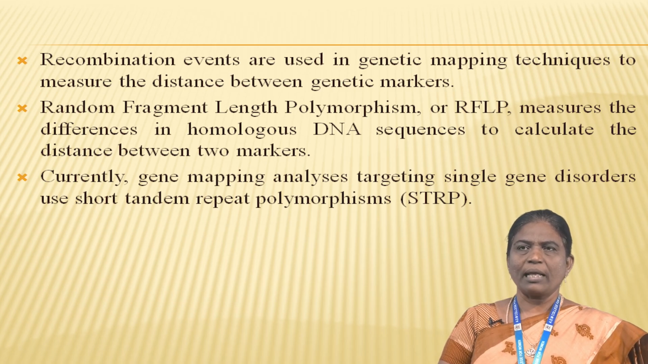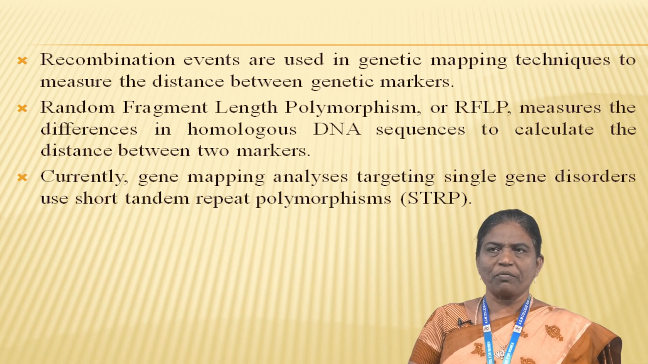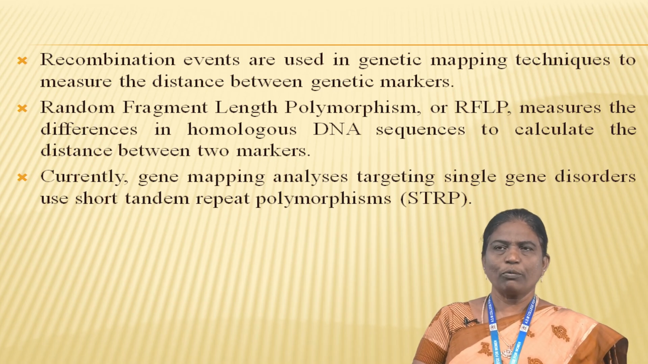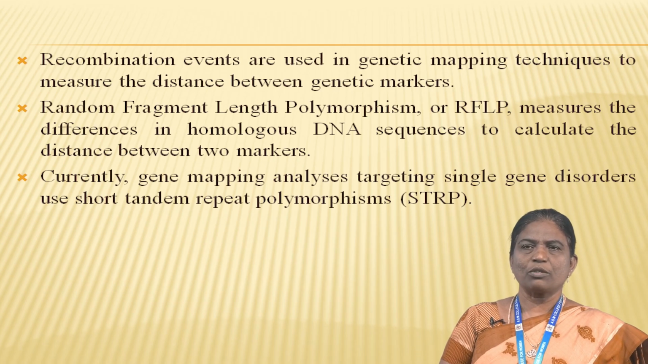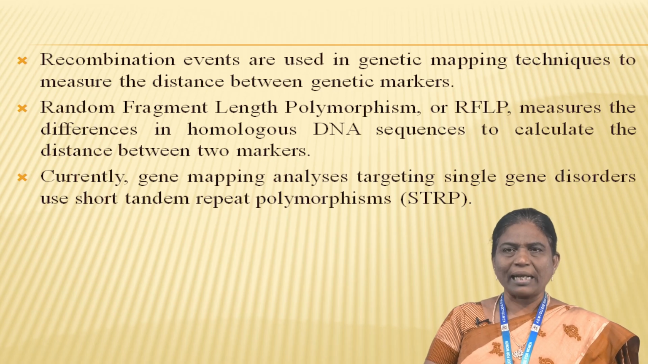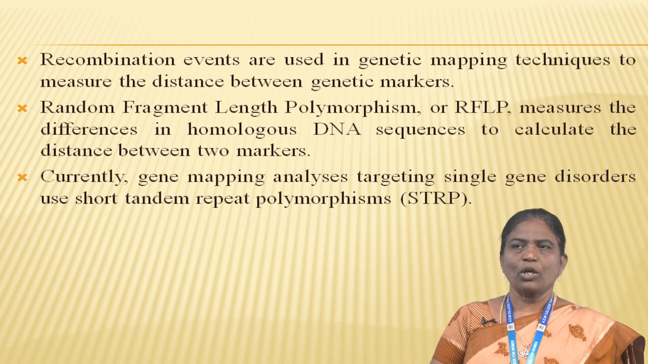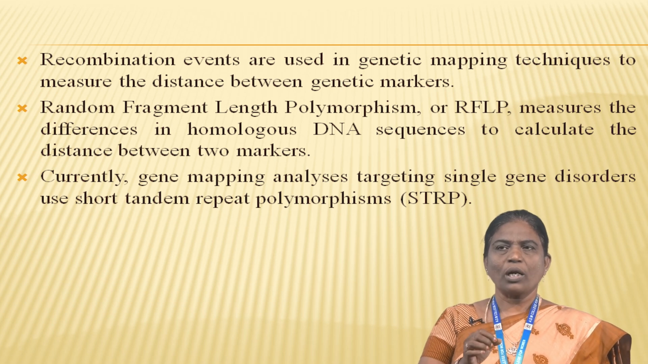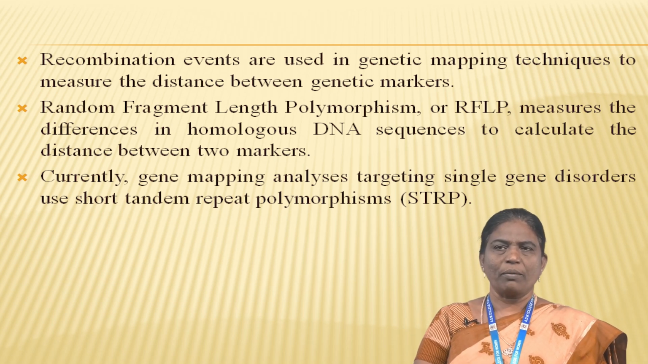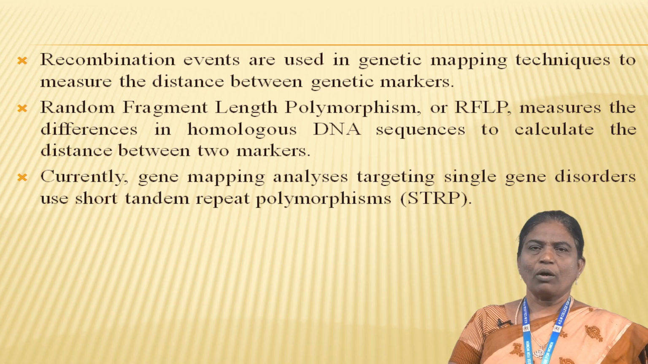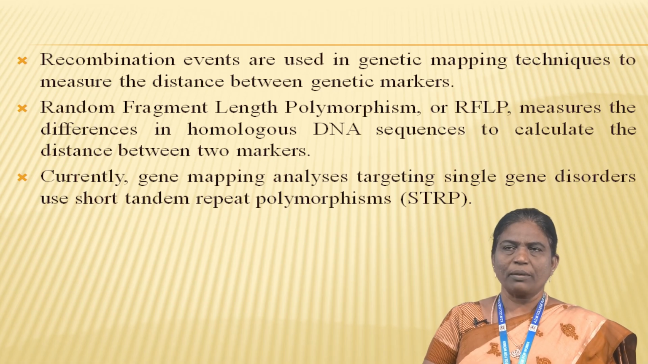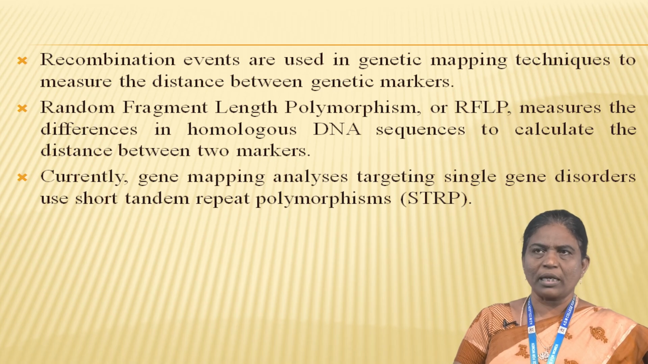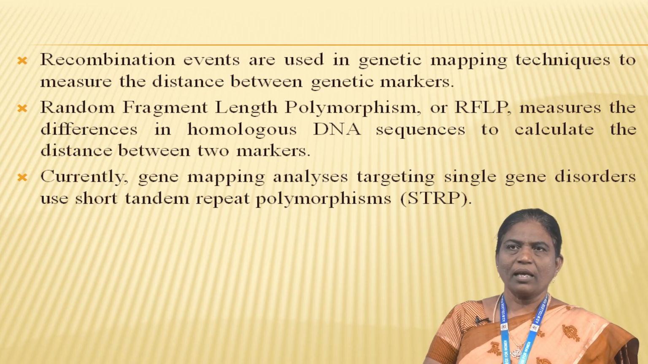And also restriction fragment length polymorphism. Here it measures the difference in homologous DNA sequences to calculate the distance between two markers. And also currently, gene mapping analysis targeting single gene disorders uses short tandem repeat polymorphism. And also related to single nucleotide polymorphism, here it is used in genome-wide association and linkage analysis in genetic research.